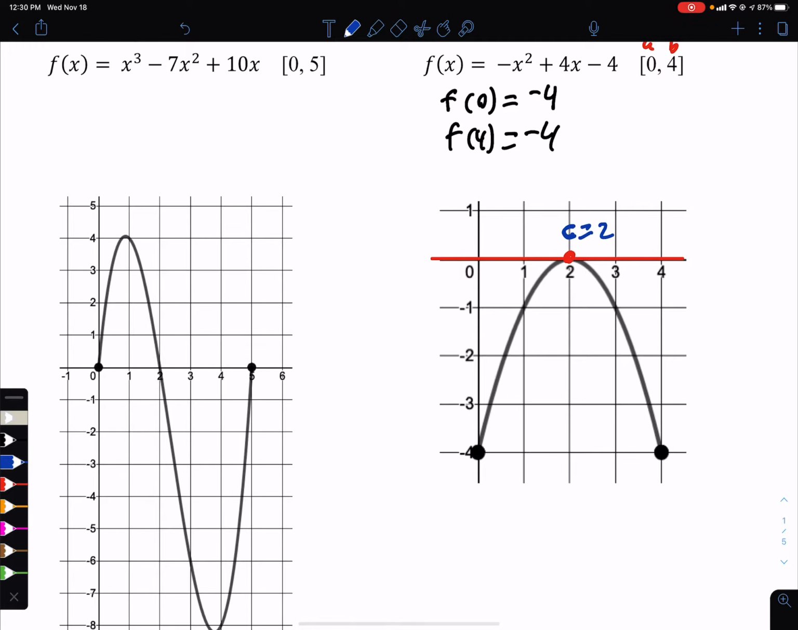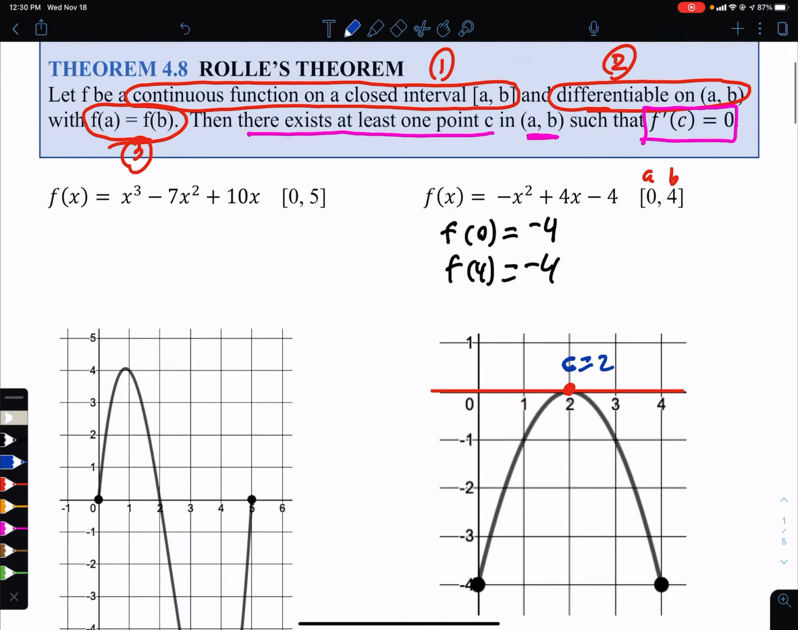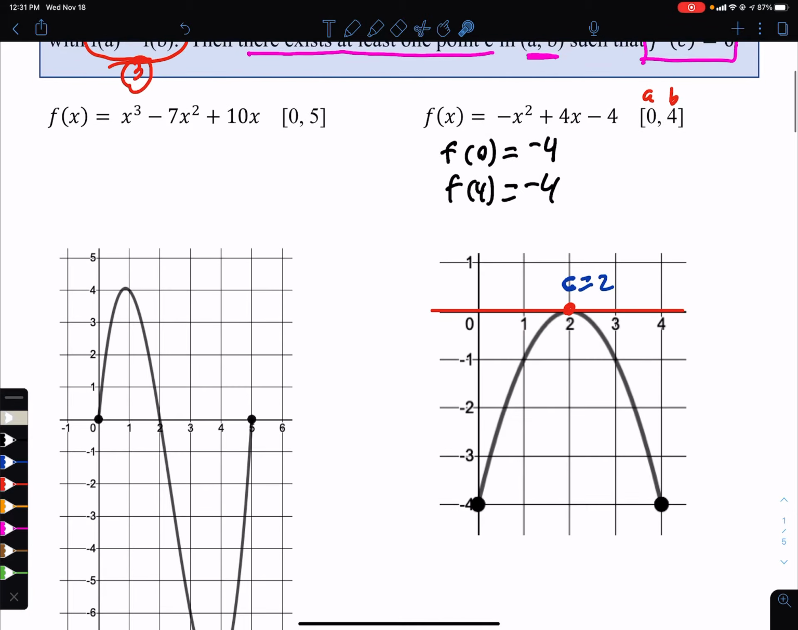And just to make some connections for you, that is my C. C is 2. So what is this saying? There's going to exist at least one point C in between A and B. So between 0 and 4, there's going to be one point, which we call C, right here, where the slope of the tangent line is 0. So why is that obvious? Well, if you start drawing tangent lines, eventually you've got to get a 0 point, right? So that's what it's saying.